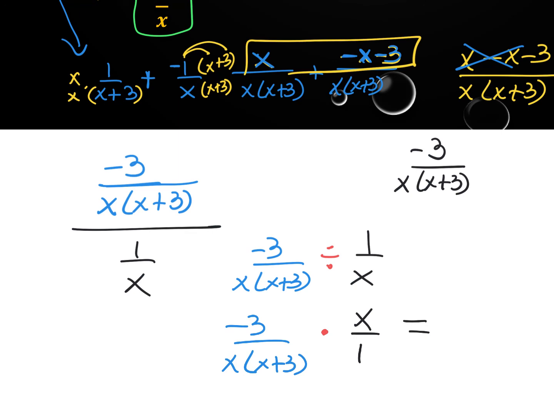And then this will simplify. The only thing I can simplify here are the x's. And then I leave everything else. So negative 3 over x plus 3. Do not be tempted to cancel those 3's. That denominator, the x plus 3, is attached. So that is it for your prerequisite chapter.